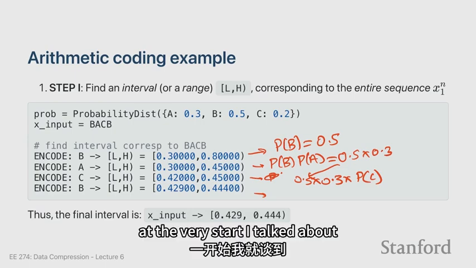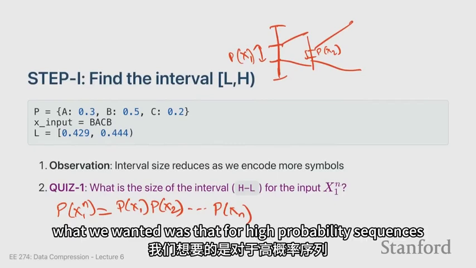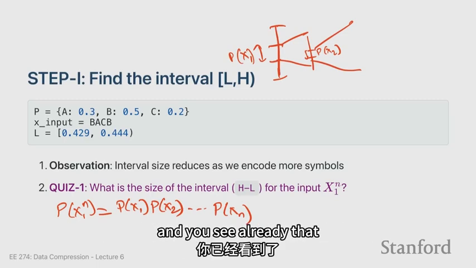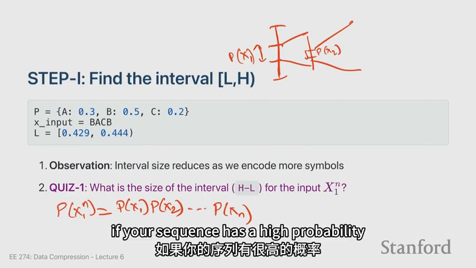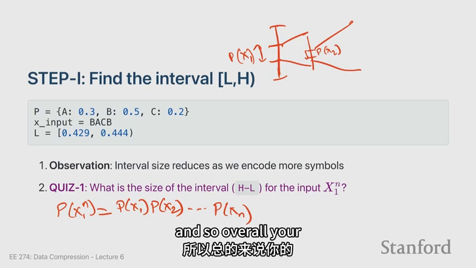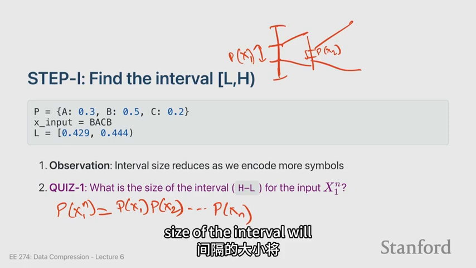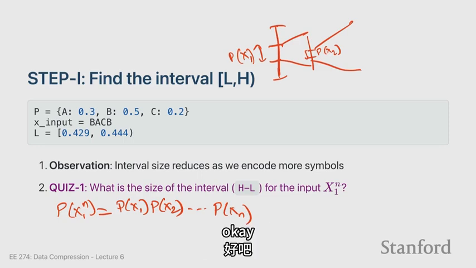At the very start, I talked about what we wanted: that for high probability sequences, we wanted larger intervals. And you see already that we are getting that property. If your sequence has a high probability, then at every step you will go into a biggish interval. And so overall the size of the interval will be bigger at the end of the encoding. Okay, is that okay?